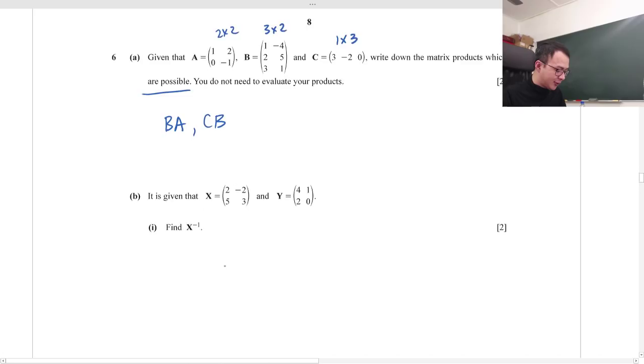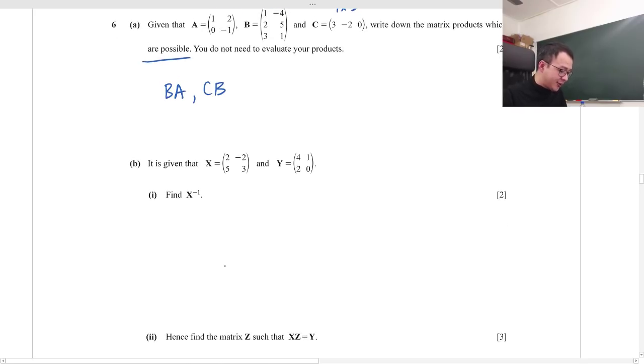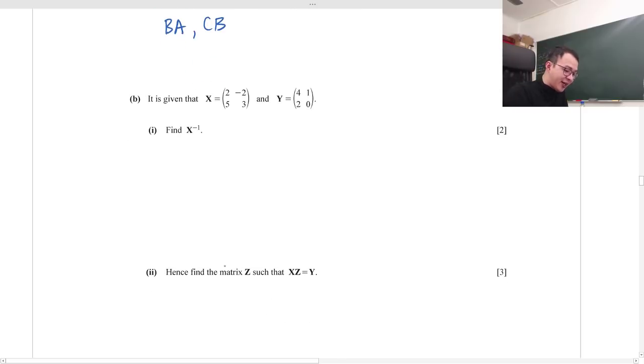Okay, so part B is given that X is this one, asks you to find X inverse. So just remember the inverse formula, which is 1 over AD minus BC, and then D, negative B, negative C, A. Yeah, I've not done inverse matrix for too long.